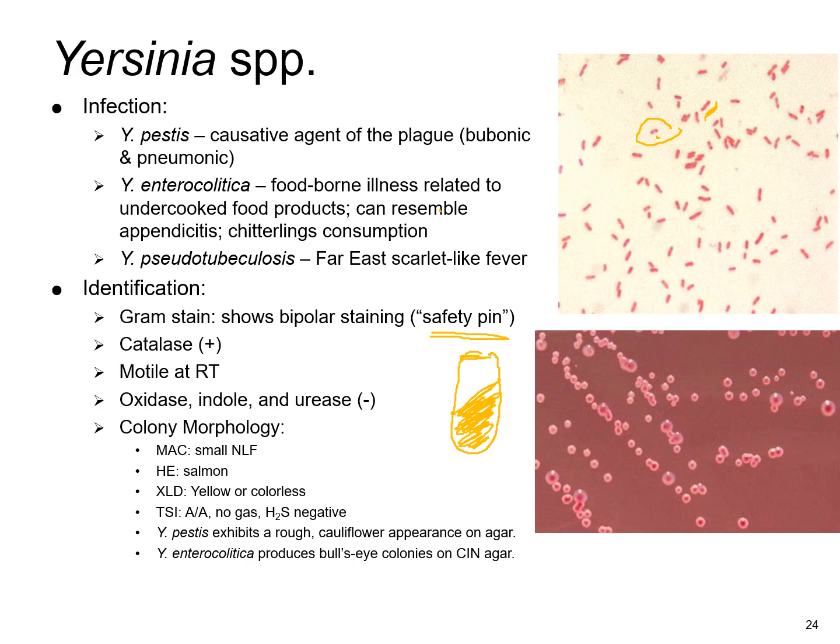And one thing to point out is that one of these species, if it were inoculated on the CIN agar, would have a bullseye type appearance. So you can see here where these colonies have a darker center than they do edges.